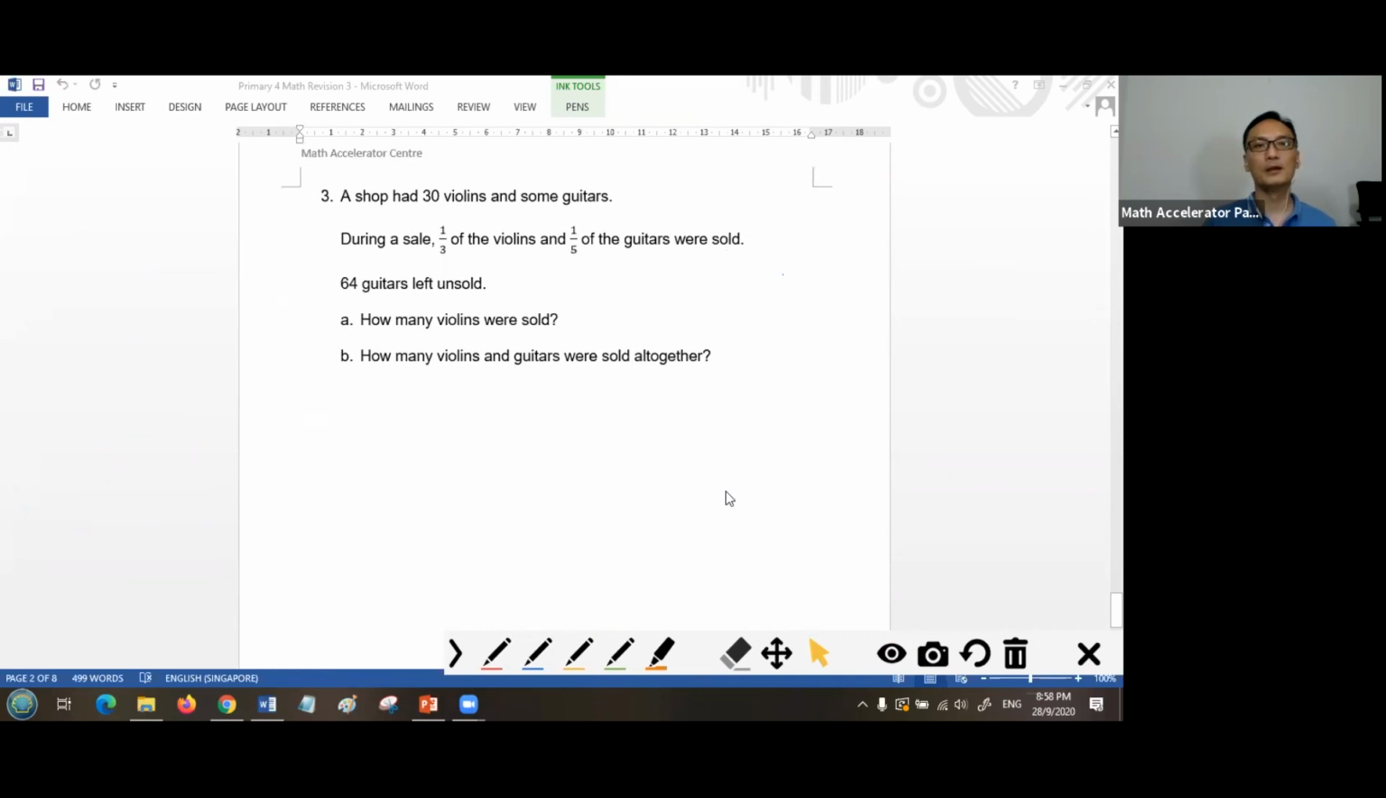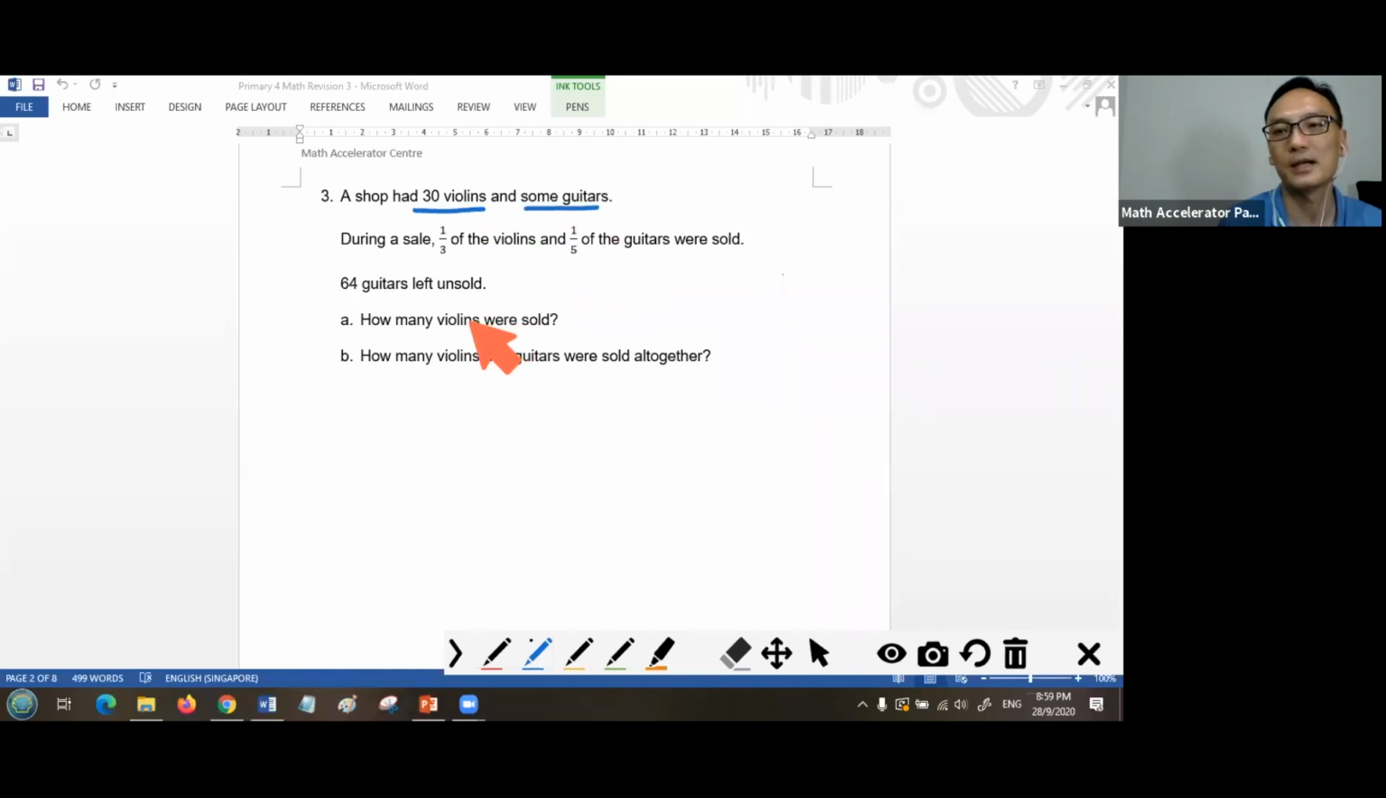A shop has 30 violins and some guitars. During a sale, 1/3 of the violins and 1/5 of the guitars were sold. 64 guitars were left unsold, right? How many violins were sold? So now, the first part is talking about violins, right? What are the important keywords? There's only 30 violins. This "some" means you do not know how many guitars are there, right?